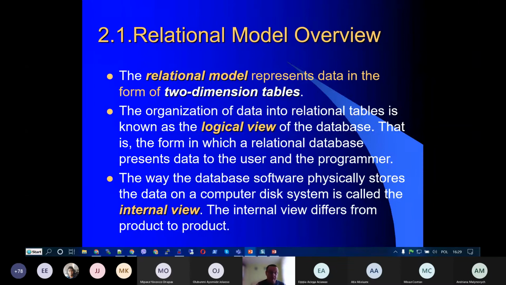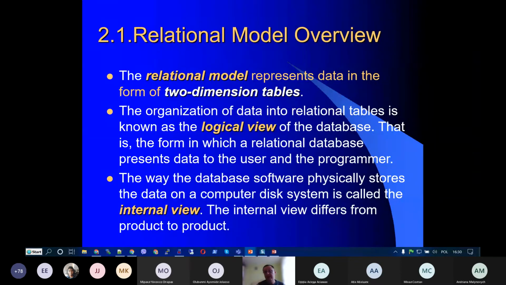So if we go back to the definition of relational models, as I already said, it represents data in the form of two-dimensional tables. So the organization of data into related tables is known as the logical view of the database. Here, again, I stress, it's only the logical view.